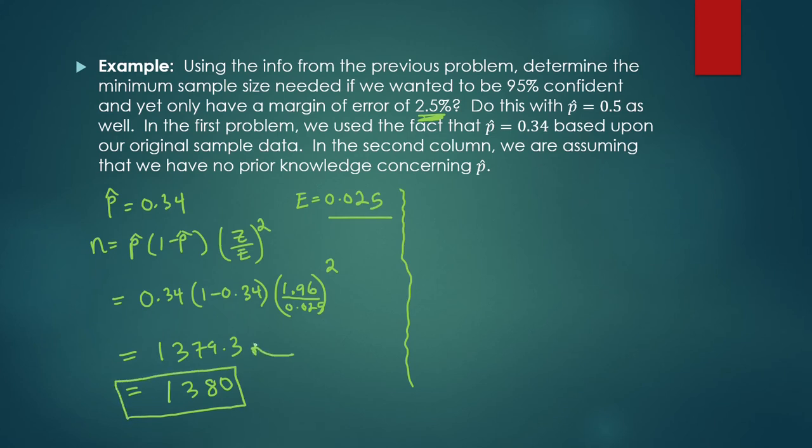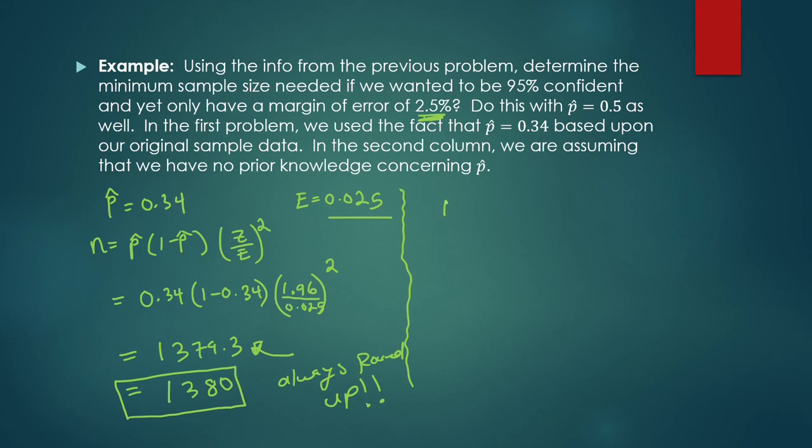Although this number on the right side is less than 5, we always round up, because this is the minimum sample size we need, so we have to include the full person up. So always round up for sample size.